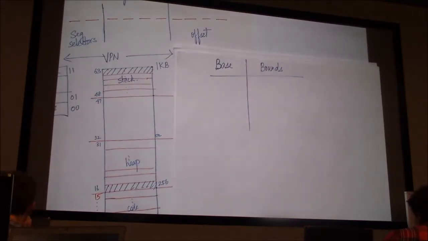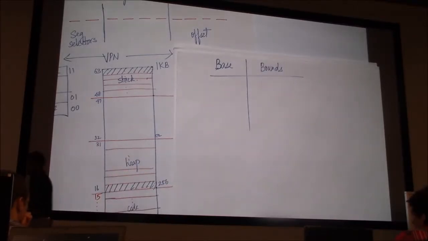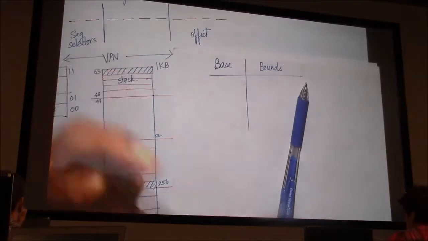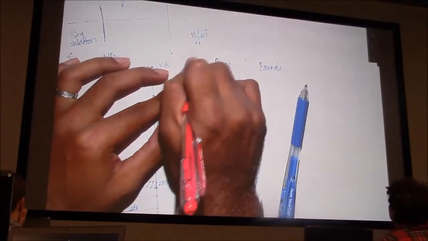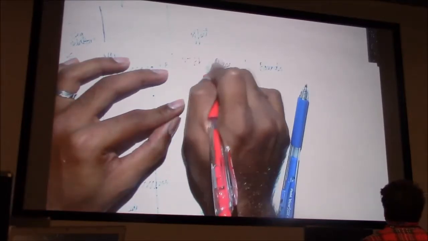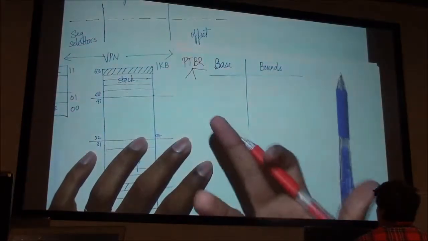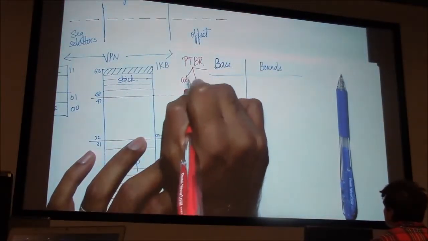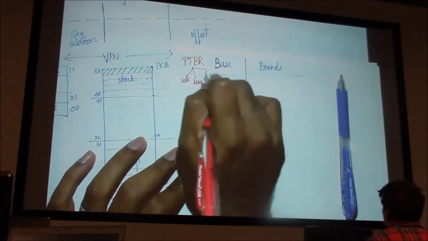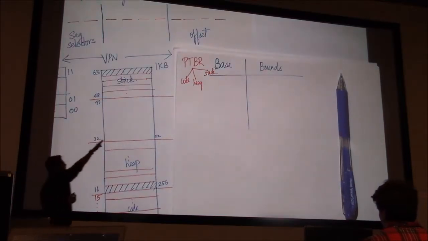So in this setup, this base and bounds will just correspond to where the... or this is not exactly the base, but you can think of it as the page table base register. There are going to be 3 page table base registers currently, 1 for the code, 1 for the heap, and 1 for the stack. Because you have 3 page tables here, you can have 3 different page table base registers.